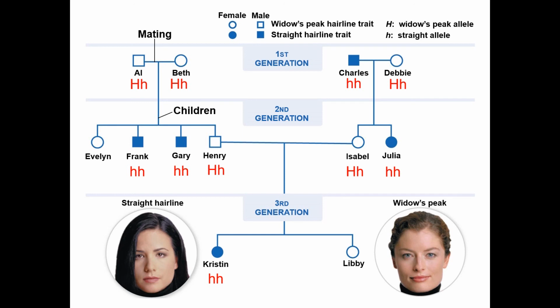There are 2 individuals that could possibly be homozygous dominant, but we don't know, and that's Evelyn and Libby. This is because we don't know if Evelyn or Libby are able to have children with straight hairlines, so we can only write their genotype as H-.